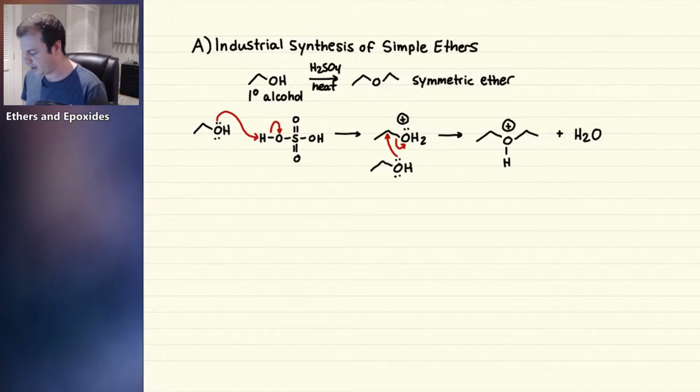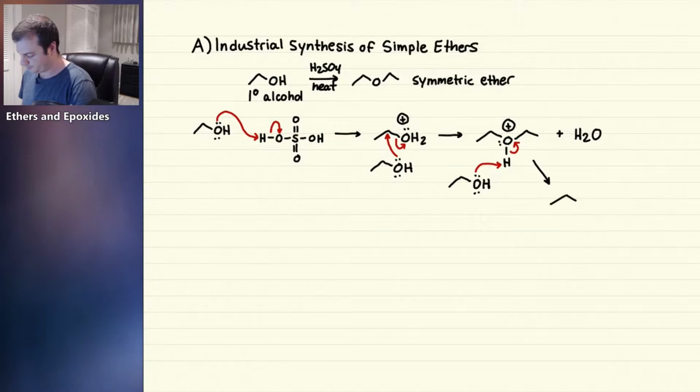Now in the final step, another molecule of the alcohol, you can also show this as a generic base, is going to come along and remove the proton on the protonated ether, push electrons onto that oxygen of the ether atom. That's going to lead to our final product, which is the symmetric ether.